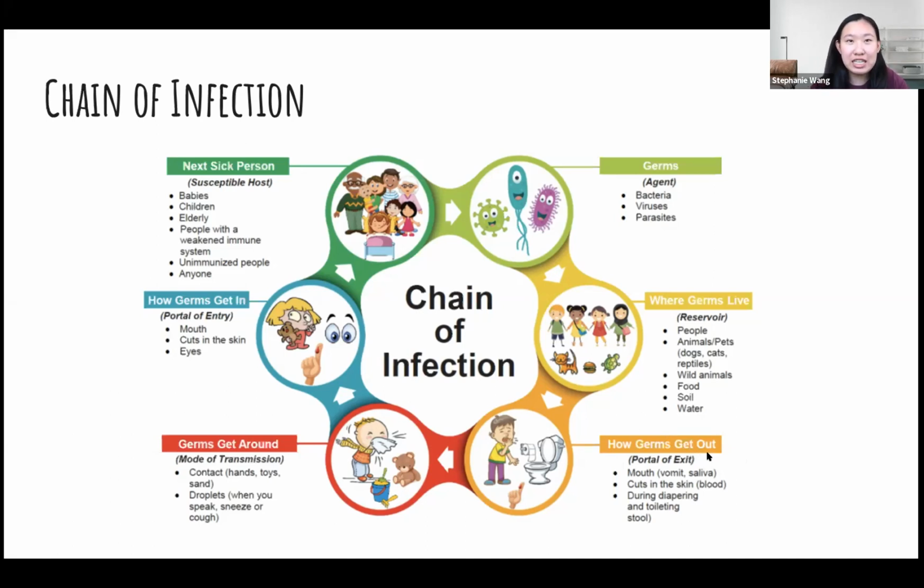So for influenza, it would be through sneezing or coughing or talking even sometimes. So that's the portal of exit. And then next is the mode of transmission, which is how it gets transmitted from one person to another. So in the case of influenza, it would be when you sneeze on someone or if you cough on someone, things like that.